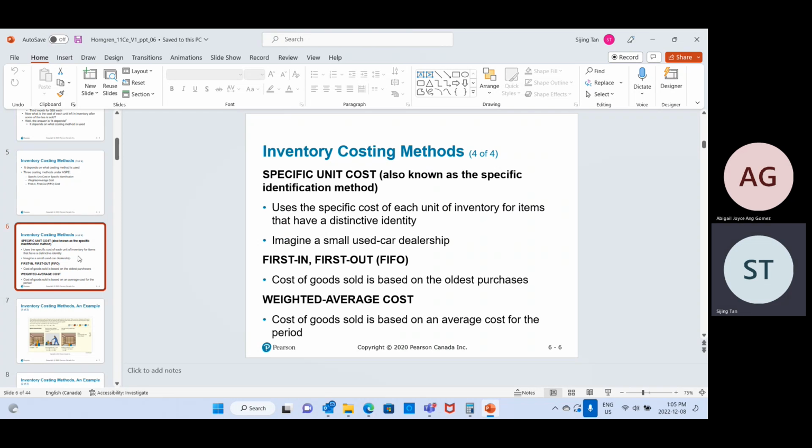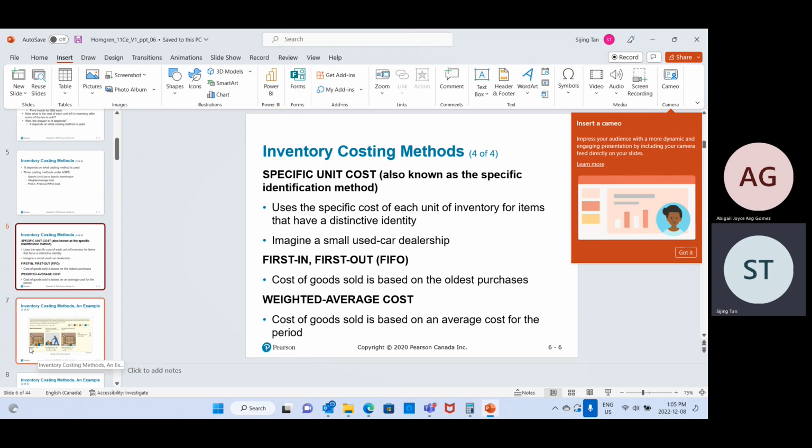First off, the specific unit cost, which we also call the specific identification method. This method assigns a specific invoice price to each specific item in the inventory. Okay, so we will quickly see the examples. If product A is assigned $10 each and product B is assigned $5 each, whenever they sell it, the price has no change because it is coordinated with a specific unit.